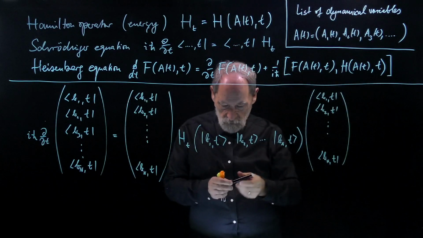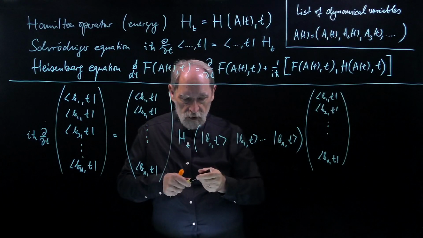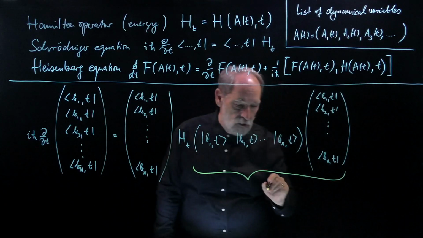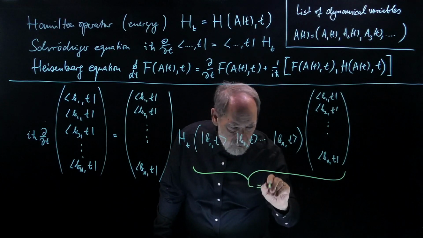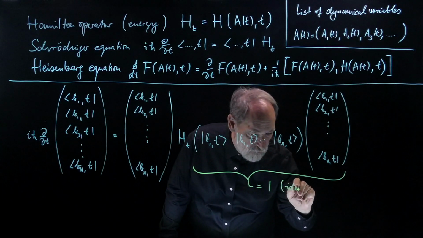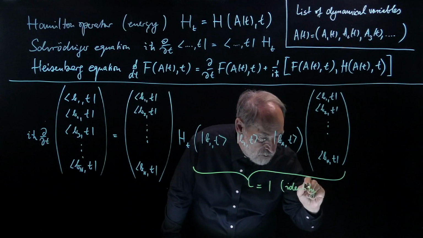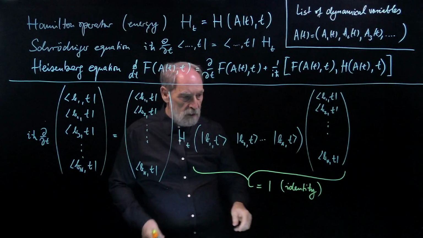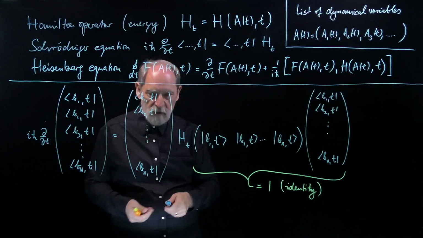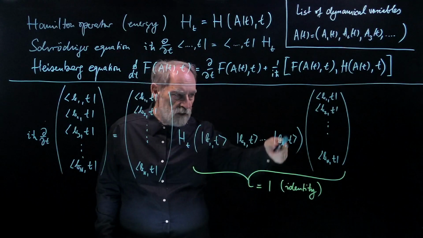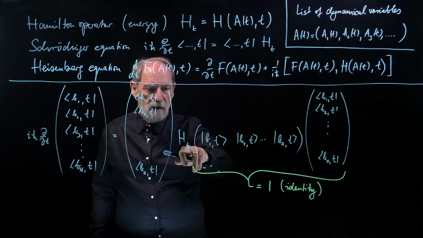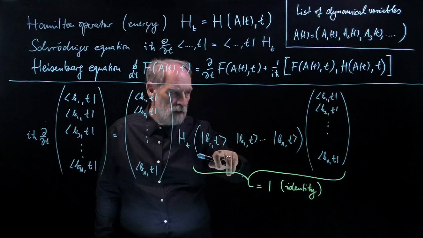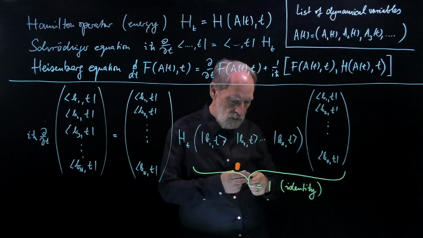And just as a reminder, this product of this row of kets and the column of bras, that's just equal to the identity. So I'm just multiplying with the identity. But now, what we have here is a matrix that represents the Hamilton operator with respect to this basis at time t times the column.